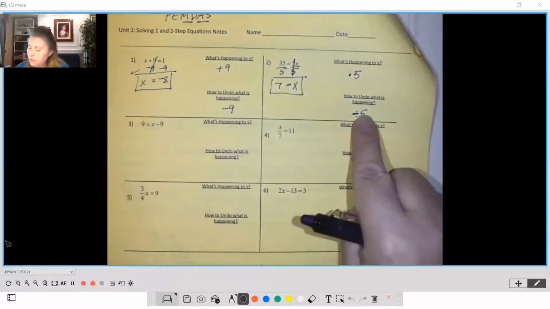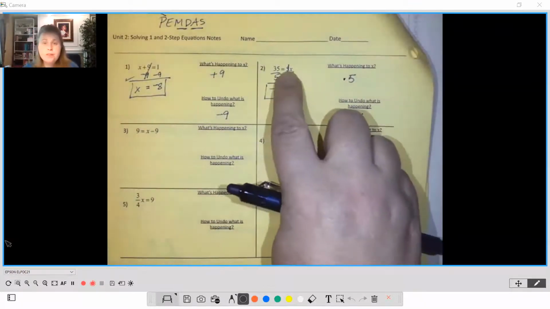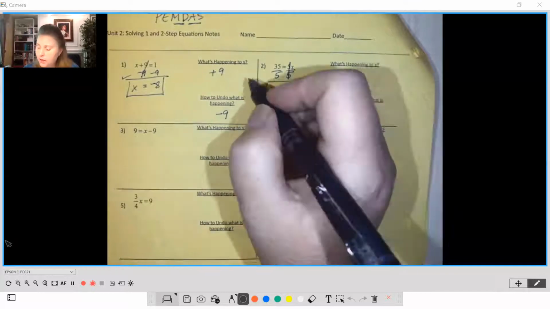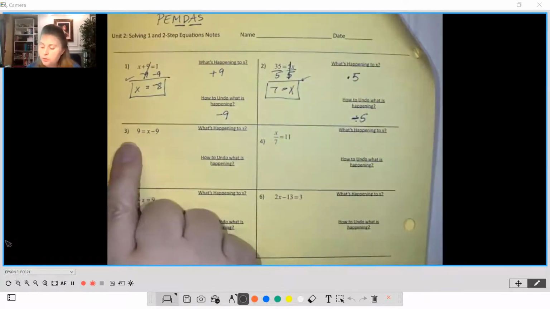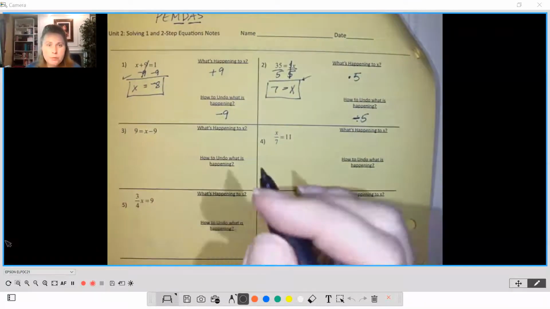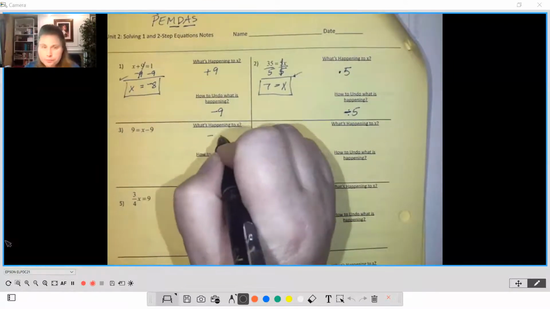So we're going to do our check step for 7. 5 times 7 is 35. Okay, so that checked out. Number 3, what's happening to x? We have 9 being subtracted from it.